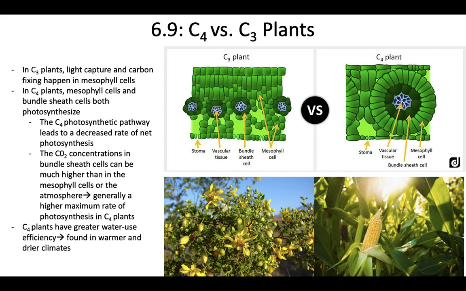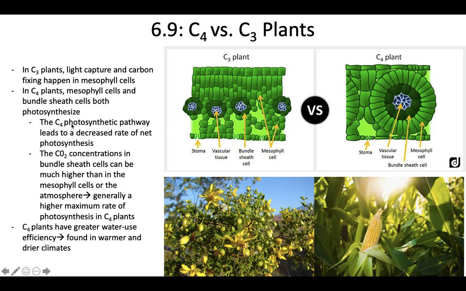So now let's talk about C4 and C3 plants. Hopefully this is all review from Gen Bio as well. C3 plants capture light and carbon and do carbon fixation. Both of those activities happen in the mesophyll cells. In C4 plants, mesophyll cells and bundle sheath cells both photosynthesize. Diagram here.